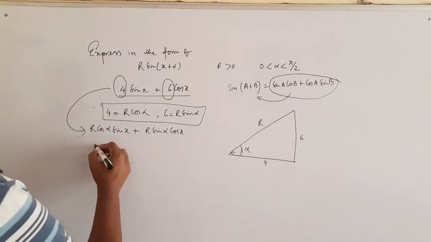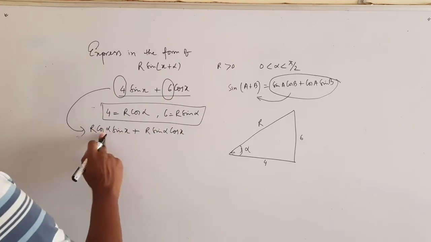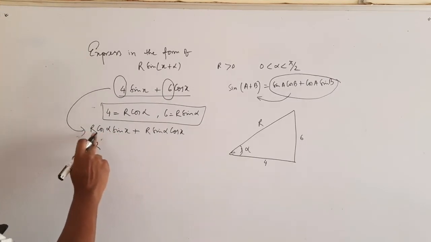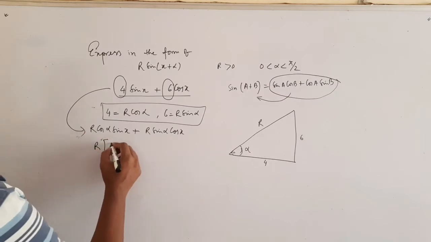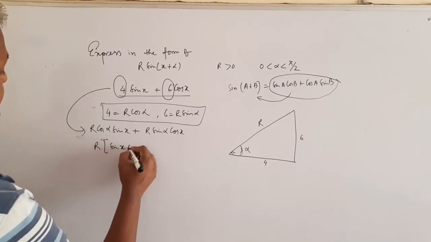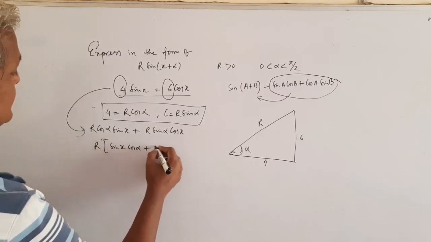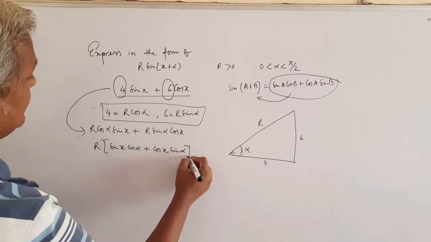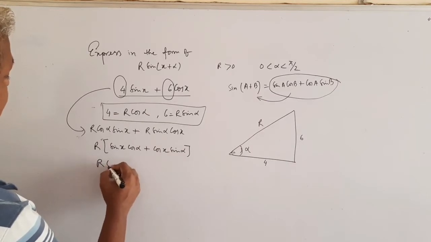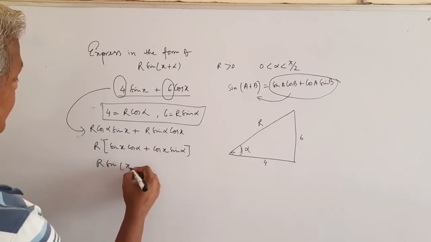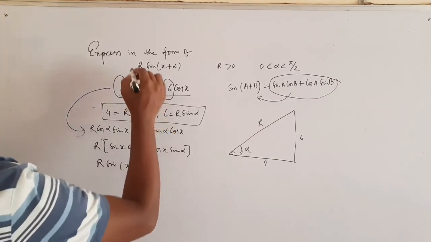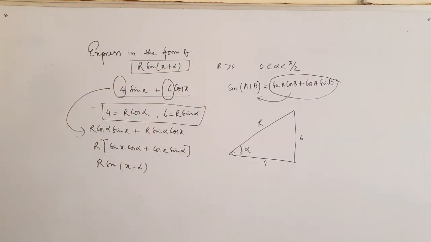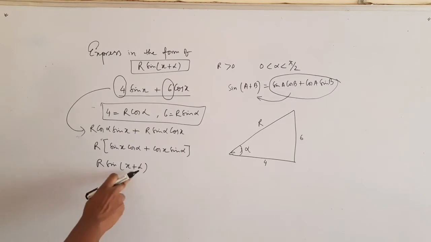So now this relation can be written as r times sine a cos b plus cos a sine b. So if I take r common, what am I left with? I am left with sine x cos alpha plus cos x sine alpha. Therefore I write r sine x plus alpha, and this is what we were asked to express in this form. So r sine x plus alpha.